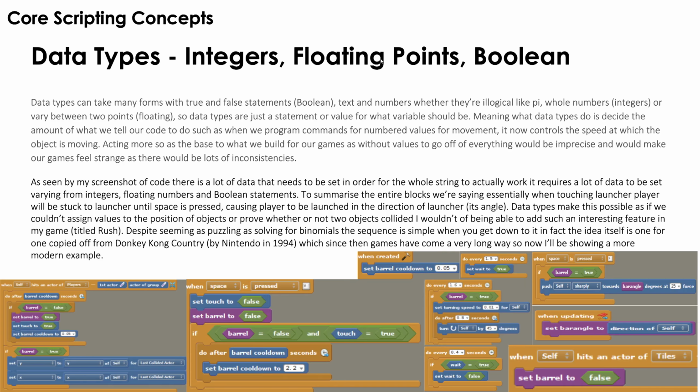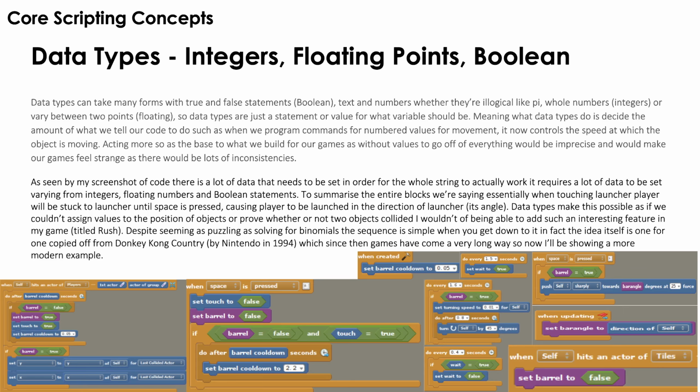Data types, integers, floating points, and Boolean. Data types can take many forms with true and false statements, Boolean, text and numbers, whether they're irrational like pi, whole numbers, or vary between two points. So data types are just a statement or value for what a variable should be.